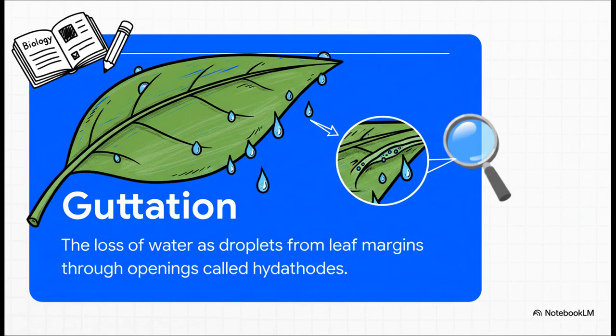And last up for this round, a classic definition question. What is guttation? Well, it's the loss of water from a plant, but not as vapor. It's lost as actual liquid droplets. And the key detail? It happens through these special openings called hydathodes, right on the edges of the leaves.